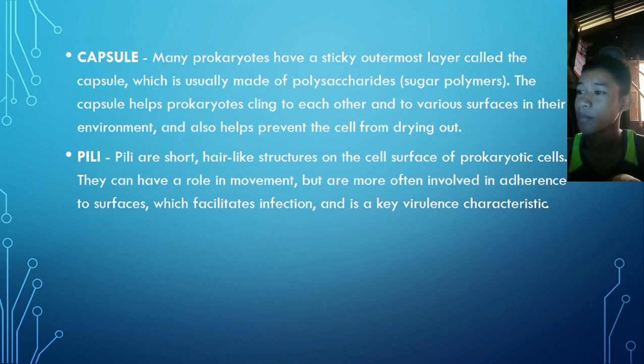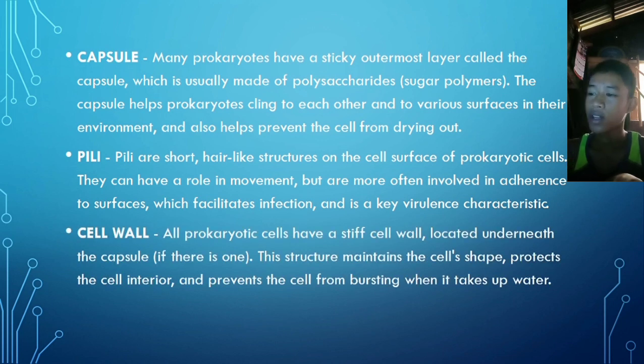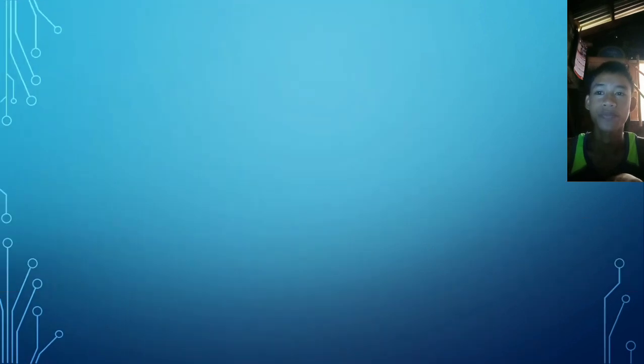Pili are short, hair-like structures on the cell surface of prokaryotic cells. They can have a role in movement but are far more often involved in adherence to surfaces, which facilitates infection and is a key virulence characteristic. The third one is the cell wall. All prokaryotic cells have a stiff cell wall located underneath the capsule, if there is one. This structure maintains the cell shape, protects the cell interior, and prevents the cell from bursting when it takes up water.